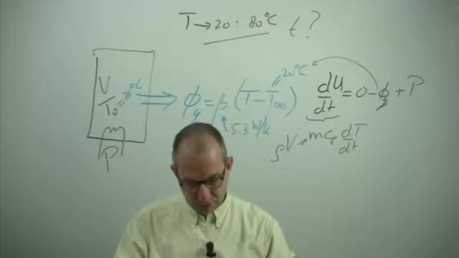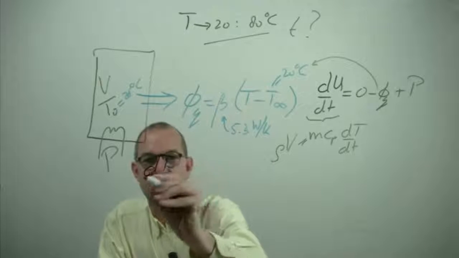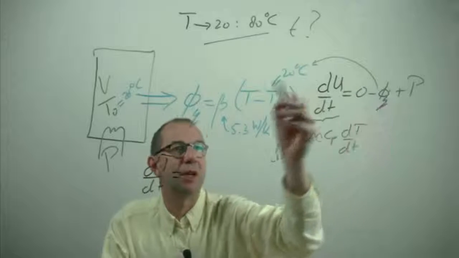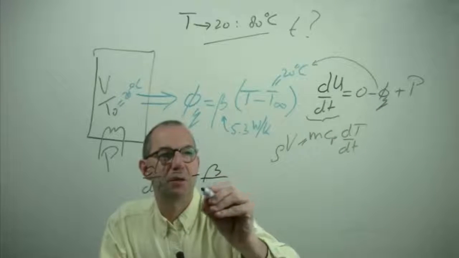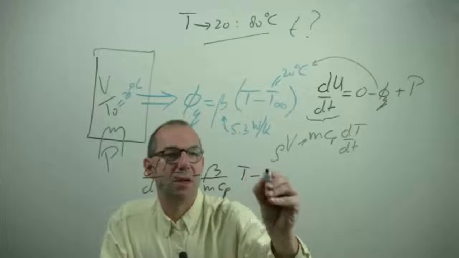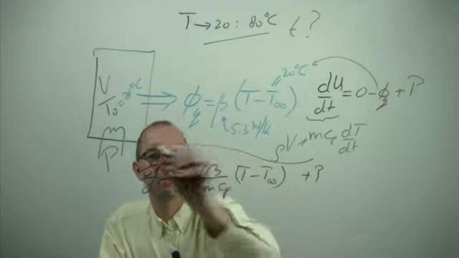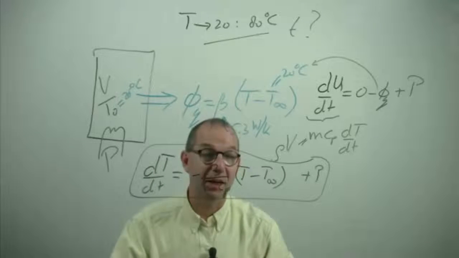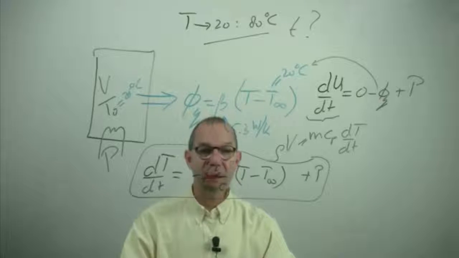Thus, I can write down the differential equation for the temperature, which reads as dT/dt equals minus beta over mCp times T minus T of the surroundings, plus P. This is the equation that we have to solve, and that is quite a bit more complicated than the equation we had before.